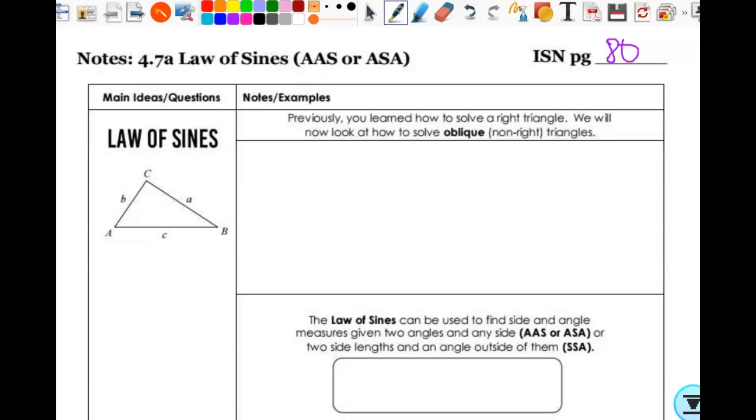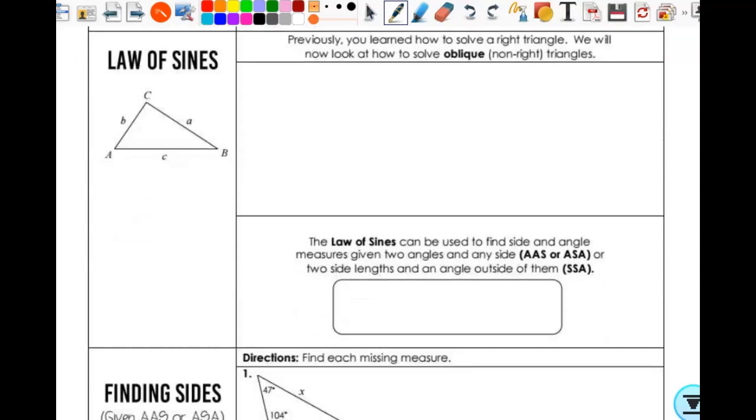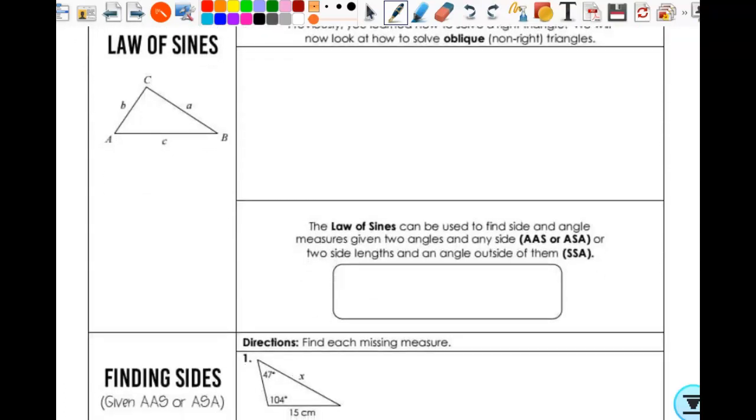Make sense? So here it says, previously you learned how to solve a right triangle. We will now look at how to solve an oblique or non-right triangle. So remember, if it's right, it's standing up straight. If it's oblique, it's leaning over. Your oblique muscles are on the side. Remember all that good kind of stuff.